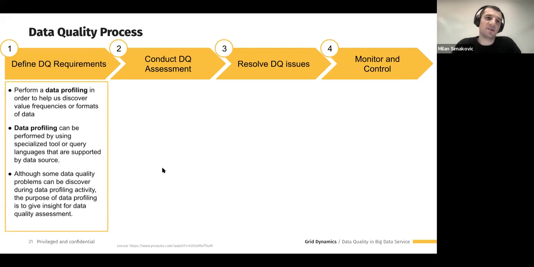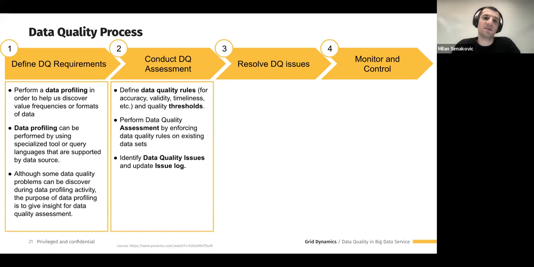So for the data quality requirements, first of all, we need to understand our data. What we actually do is data profiling, we do statistical analysis of our data set to understand what we have inside, how many rows, how many distinct rows, etc. Although some data quality problems can be discovered during data profiling, we don't do it in this step.